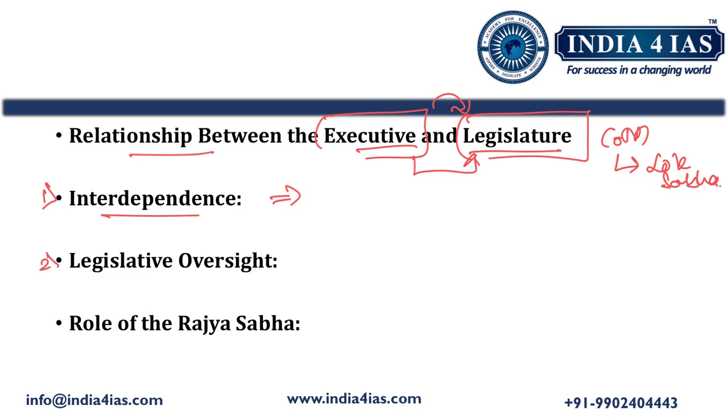Then the second feature is legislative oversight. It means how the legislature, that is the Lok Sabha, ensures the accountability of the executive. This is done through various mechanisms like question hour, zero hour, and various parliamentary committees. Then the third feature is the role of Rajya Sabha. Here we should highlight the role of the Rajya Sabha in representing the states, and it reviews the legislation passed by the Lok Sabha. It also balances the interest of the states with national policy making.